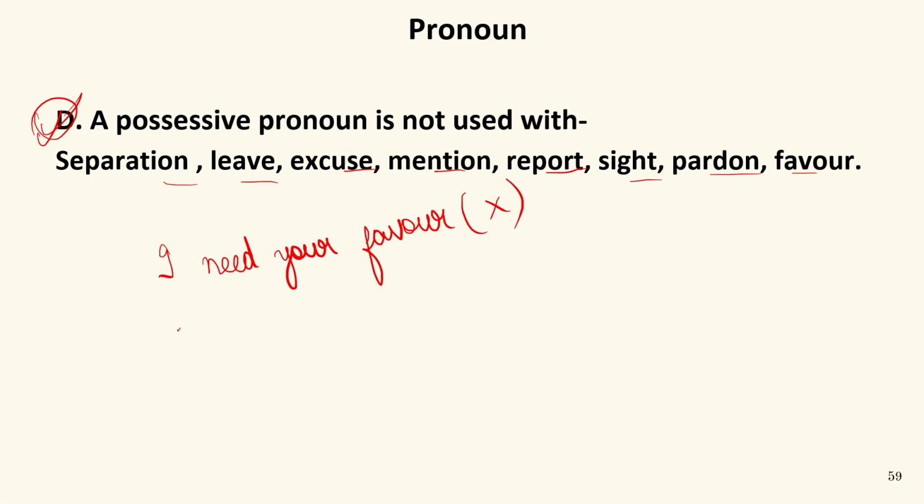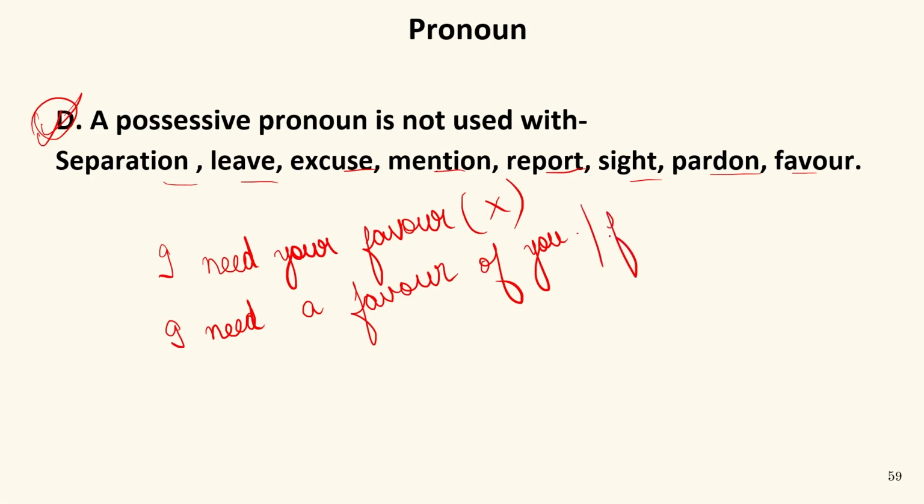Now the correct formation is, I need a favor of you. So this can be the right sentence. I need a favor of you or favor from you. We can also write favor from you. Both phrases are correct. Favor of you or favor from you. So this is the style of writing these sentences.